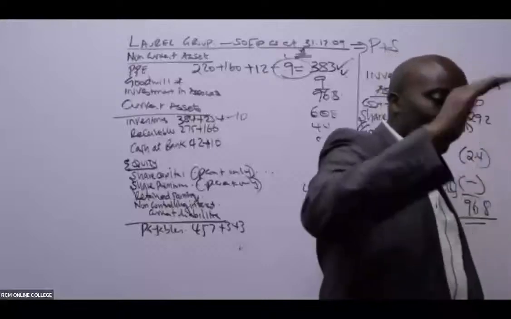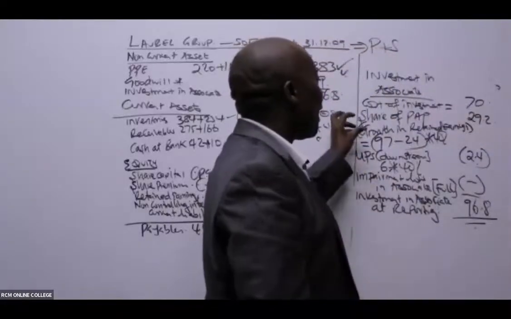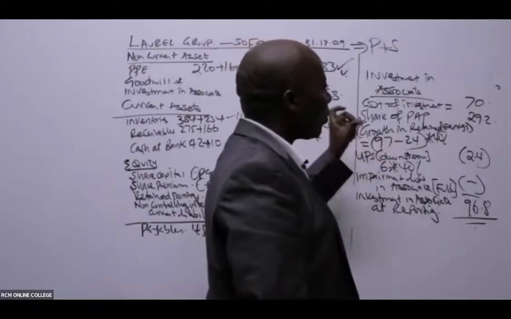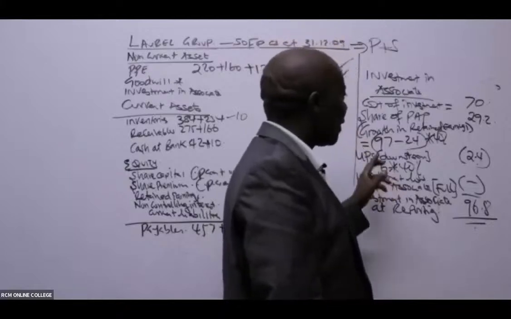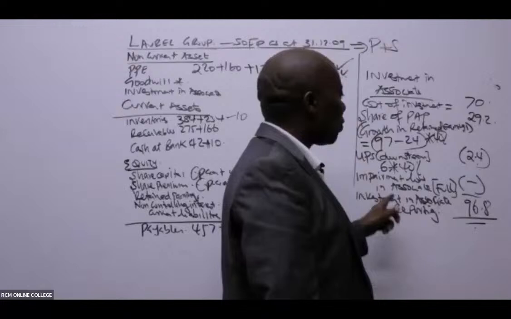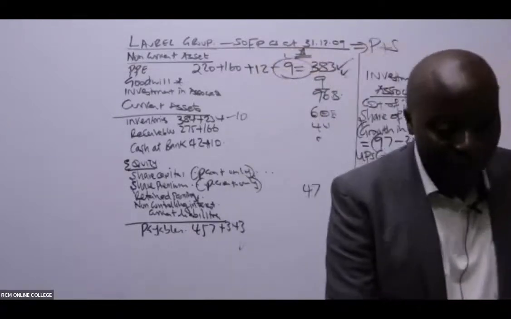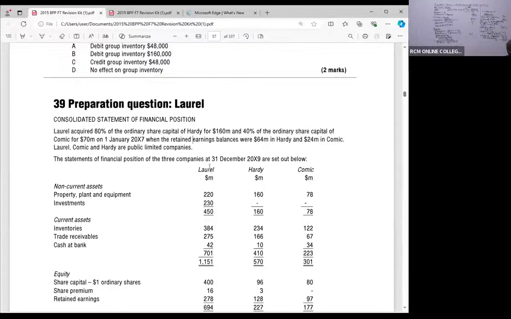Then we look at the ups and downs of the associate. The first one, of course, is an upside. These guys made a profit, the share of post-acquisition profit. How do we get to know this post-acquisition profit? You look at the growth in retained earnings. When we bought this associate, the retained earnings were 24.